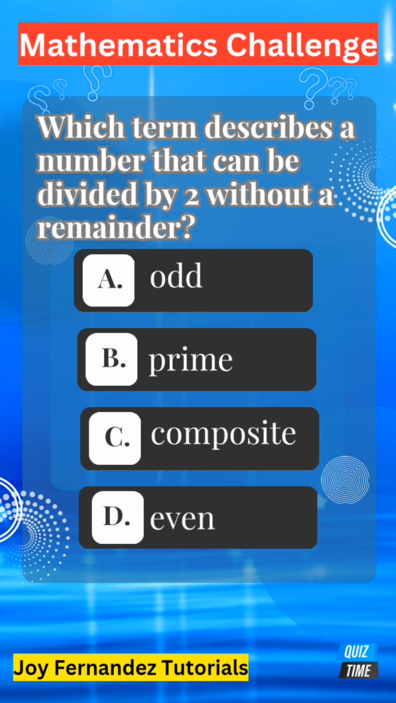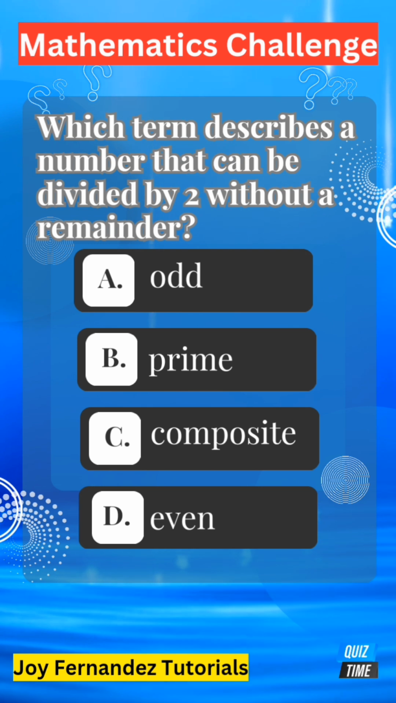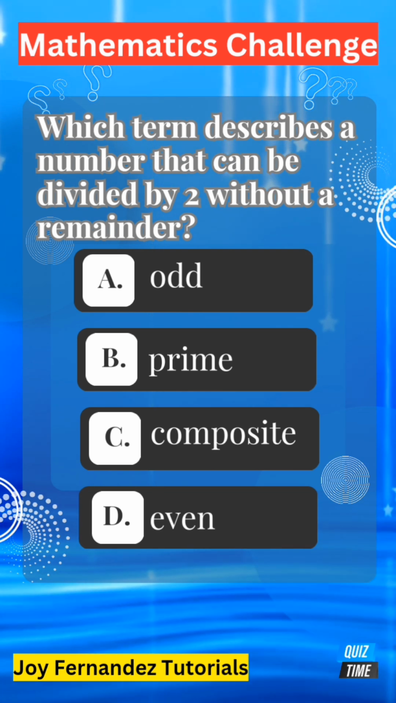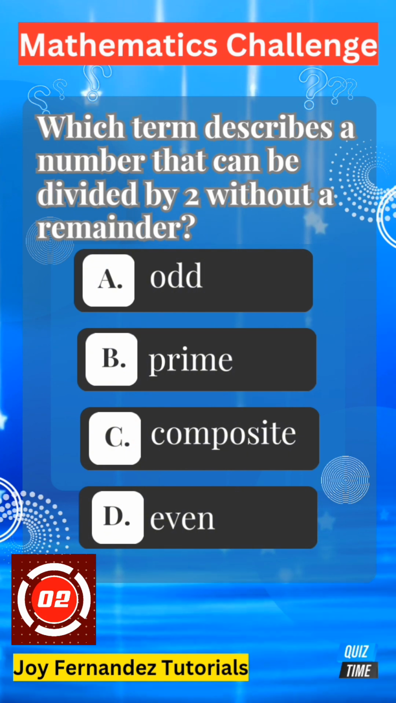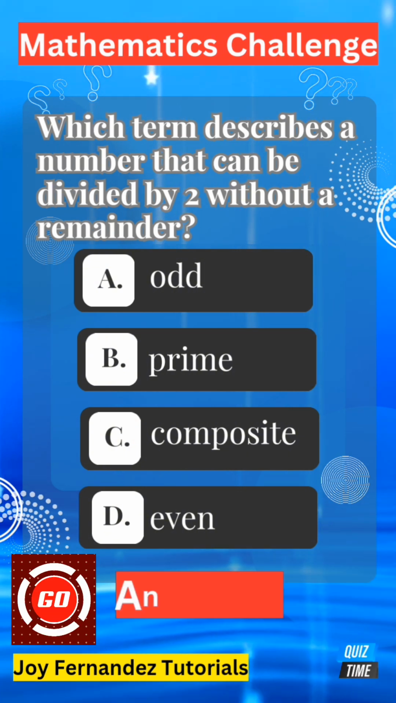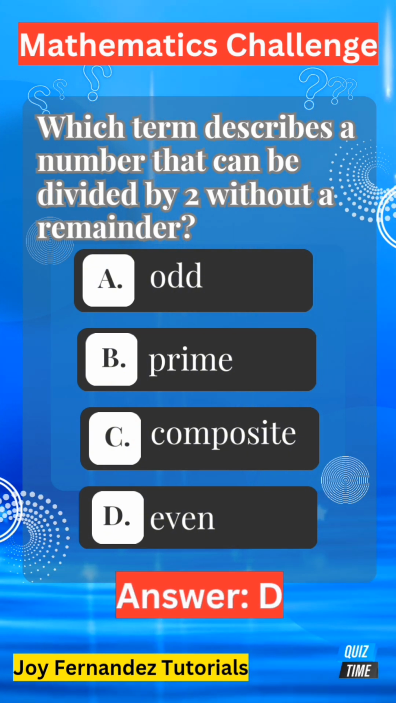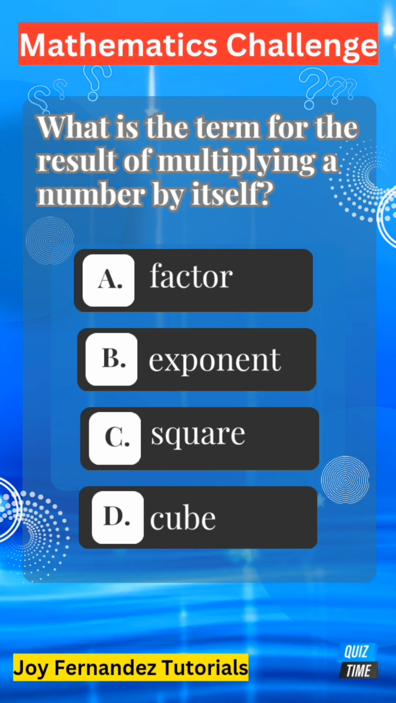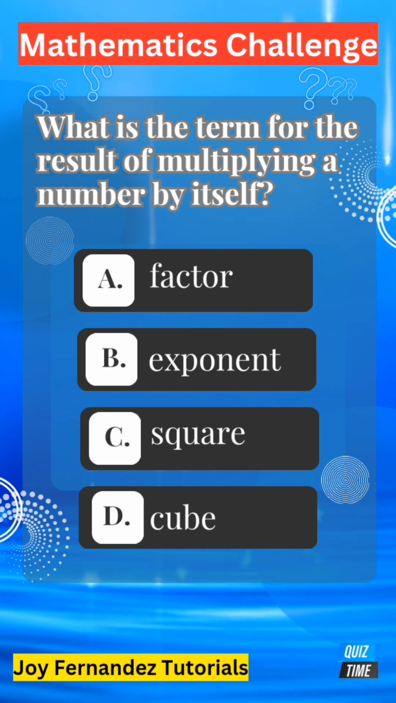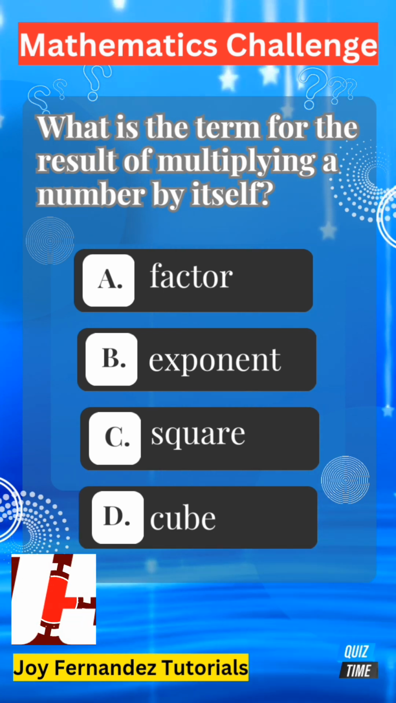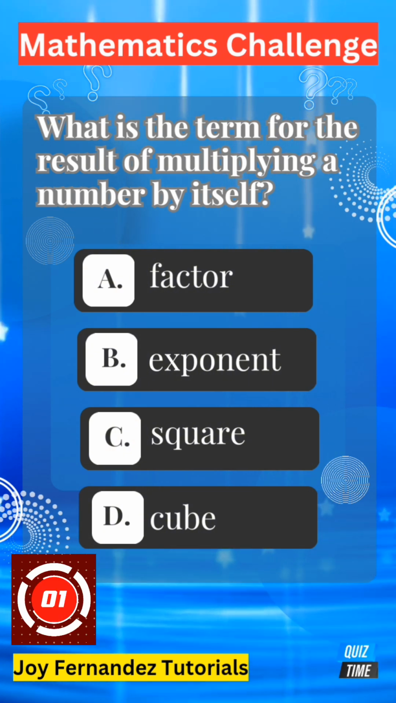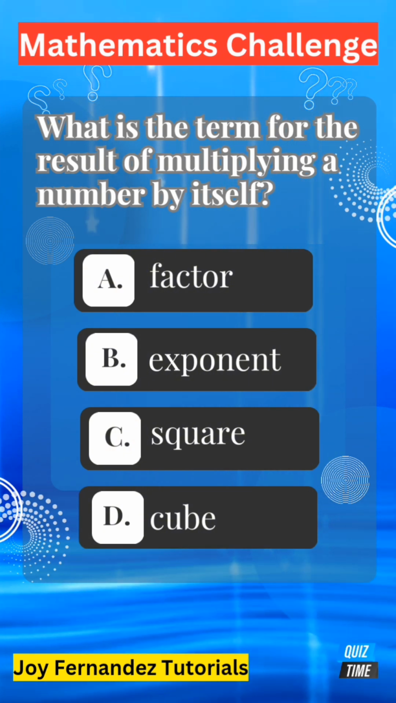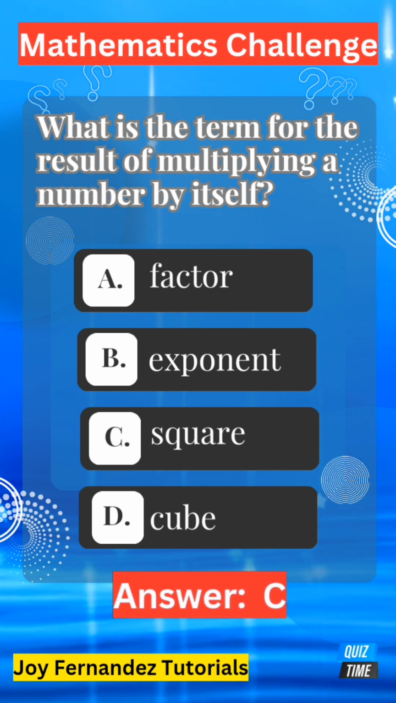Which term describes a number that can be divided by 2 without a remainder? The answer is D. Even. What is the term for the result of multiplying a number by itself? The answer is C. Square.